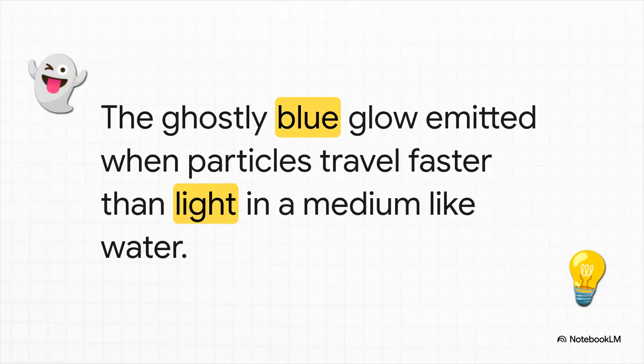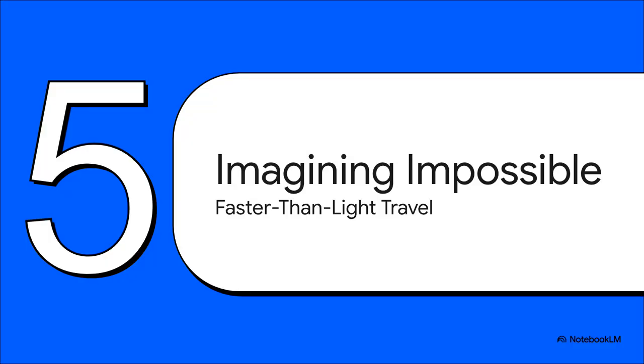In labs, scientists can actually shoot particles like electrons through water at speeds faster than the light moving through that same water. Now, this doesn't break the universal speed limit, C, but it does mean the electron is outrunning the light in its immediate area. And when that happens, it creates a kind of optical sonic boom, this ghostly, beautiful blue glow known as Cherenkov radiation. So while we can't travel faster than light in a vacuum, that has never stopped scientists from imagining what would happen if we could.